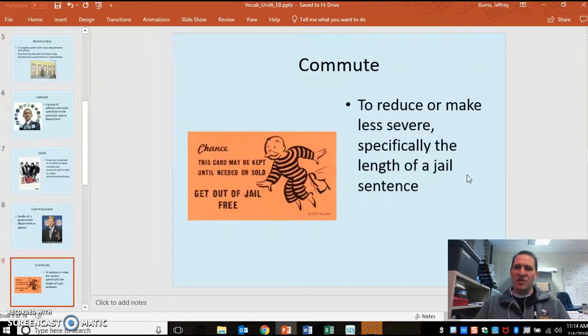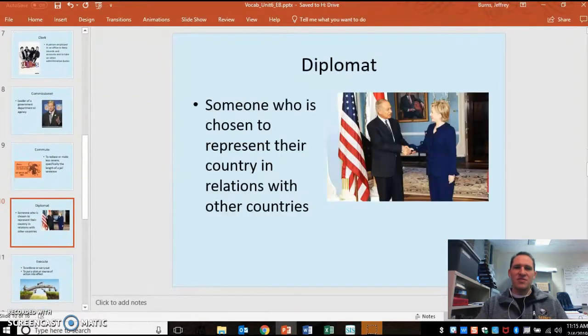Usually white-collar crimes and minor drug offenses. All right, a diplomat. Chief diplomat is one of the roles of the president, and in this case, you can see here Hillary Clinton is acting as chief diplomat, meeting with a member of another nation. When she was senator, she was acting as a diplomat. She was also the Secretary of State. But the president also acts as the chief diplomat to represent our interests with other countries.